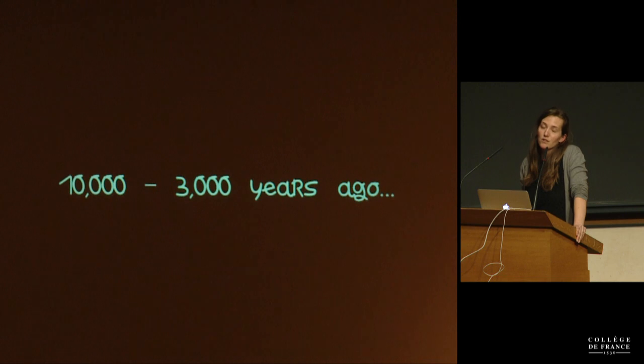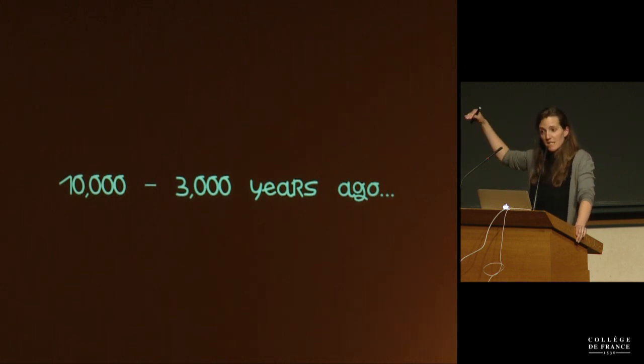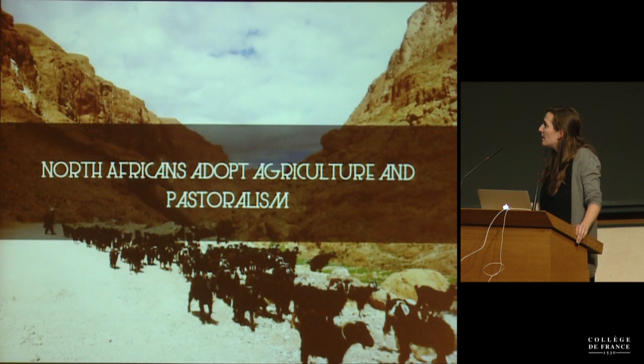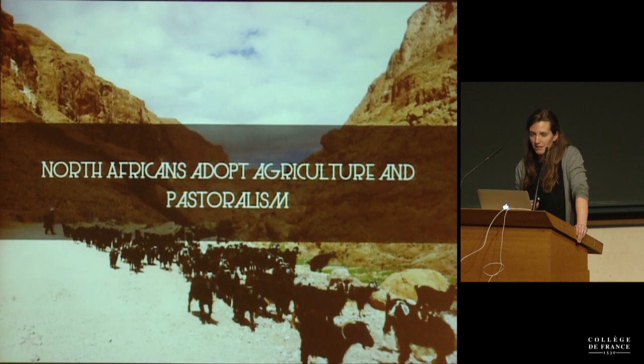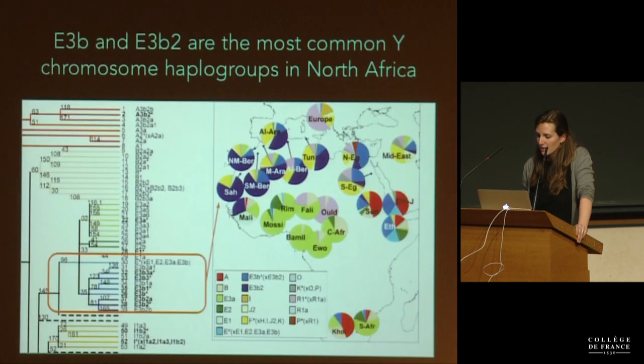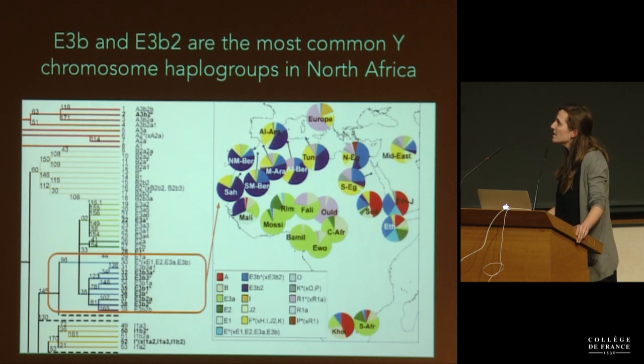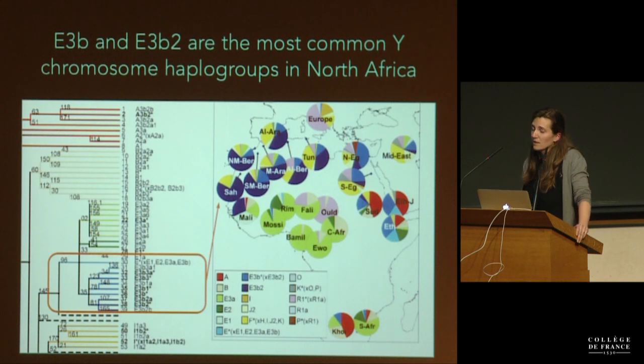And one of the main questions was whether that spread was mainly cultural, or was actually a population replacement, where people from the Near East entered North Africa and replaced the extant population. Also, I would like to say, in Western North Africa, there is more evidence of pastoralism than agriculture, which is also very interesting. So the Neolithic evidence that we have from North Africans is on the Y chromosome.